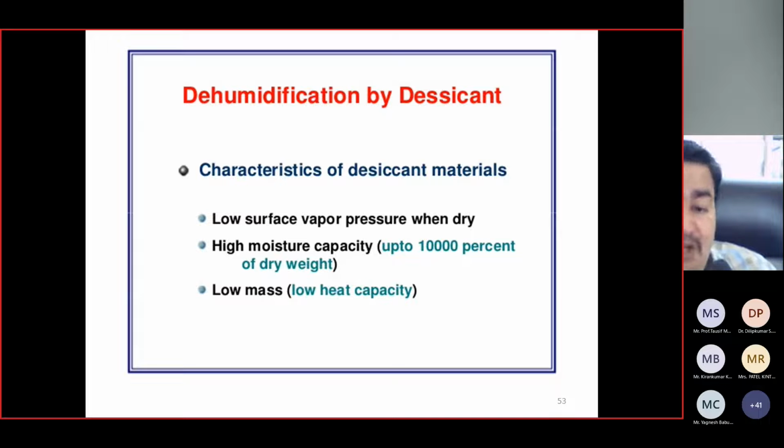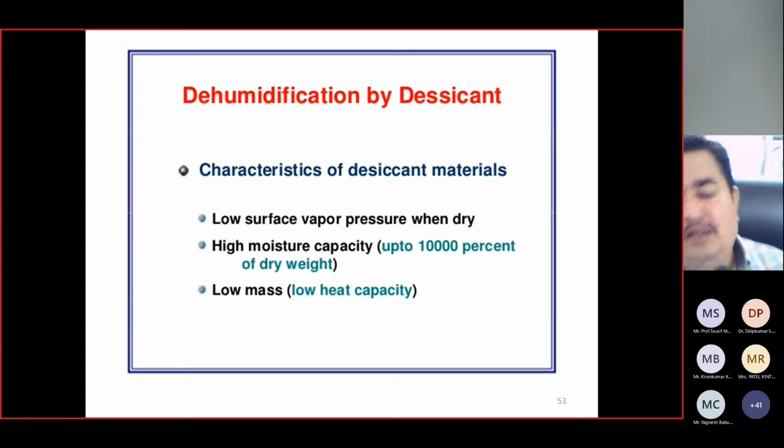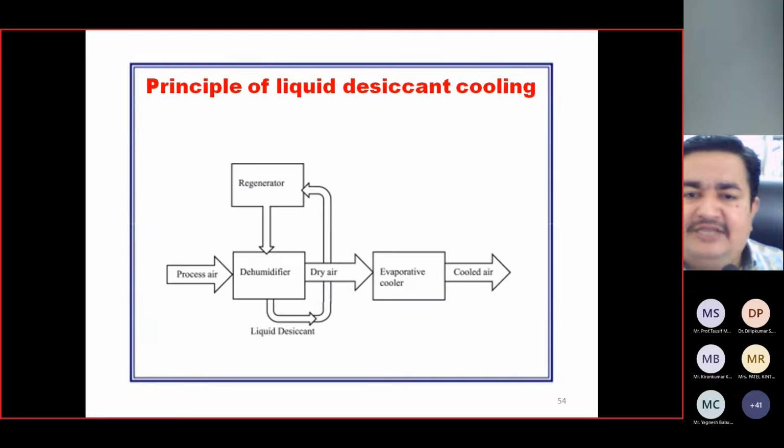So a good desiccant can have a high moisture absorption capacity. Under its dry weight, it can absorb 10,000% of its weight in moisture. It should have a low heat mass capacity. Those are the desirable characteristics required for a material to be in the category of desiccant.